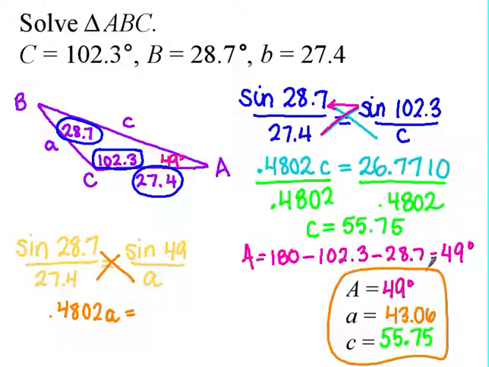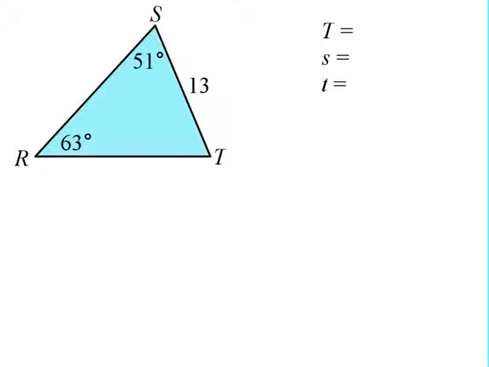Questions? Pretty straightforward? Let's look at another one. Now this one, they're not going to have it for you in words. They're just going to have a diagram for you. So instead of actually listing, you're going to now have to look at the visual and determine that you need to find angle T, you need to find side S, and you need to find side T.